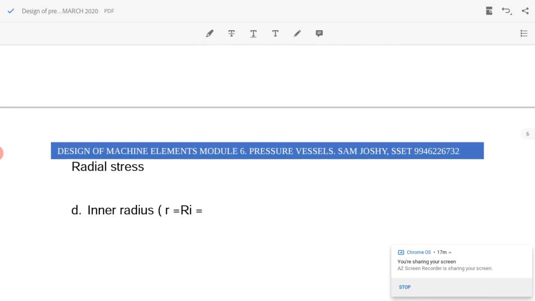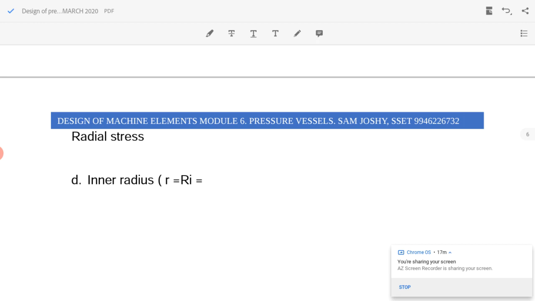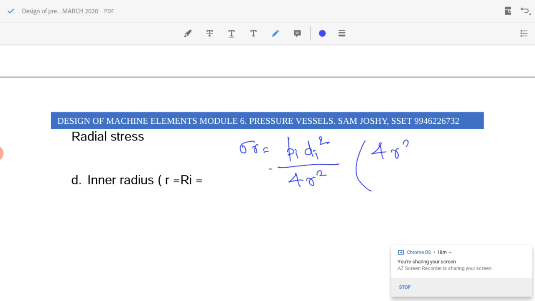Now we can find the radial stress from these equations. My equation for radial stress will be sigma R equal to Pi di square divided by 4R square into 4R square minus DO square divided by DO square minus di square, with DO equal to 300 mm, di equal to 200 mm.